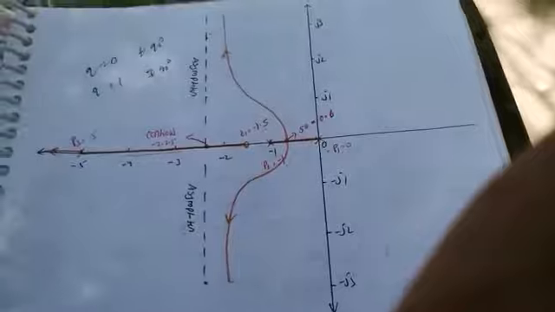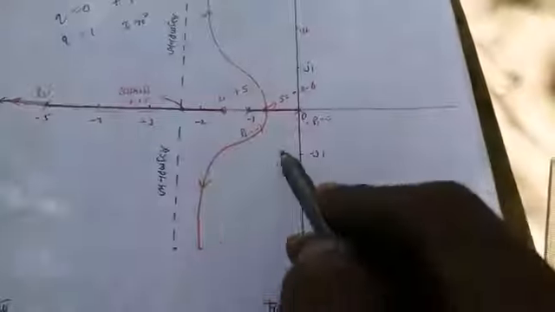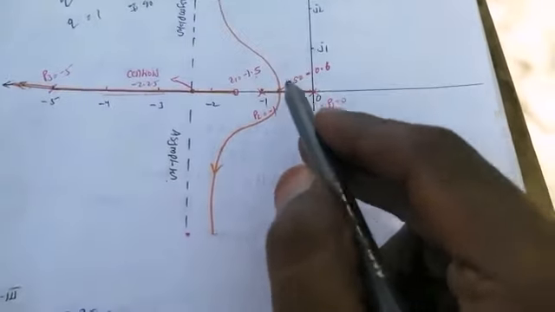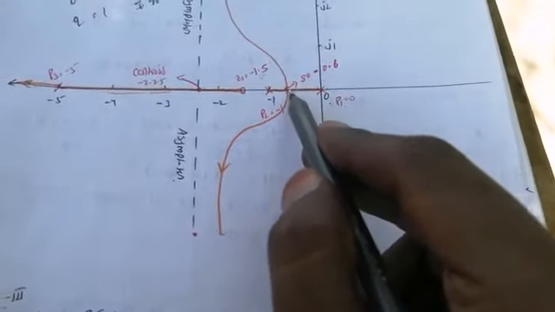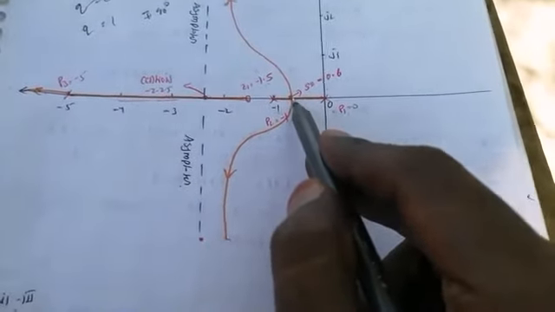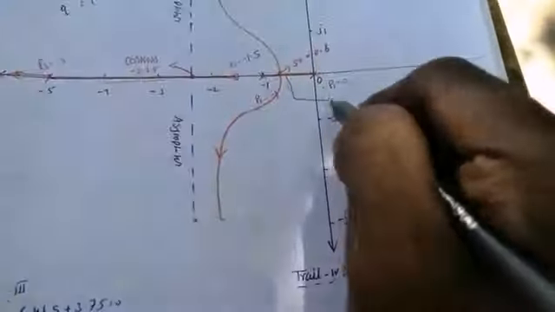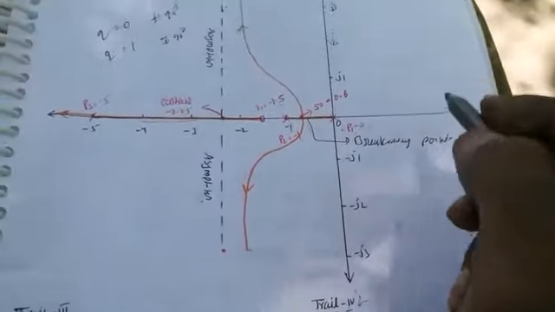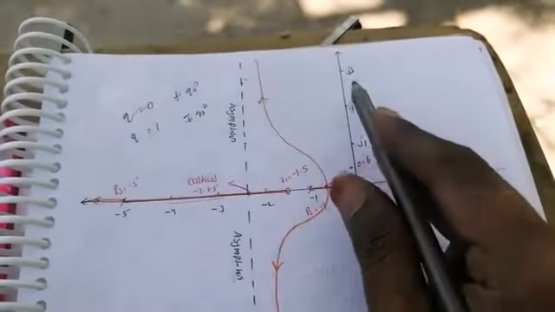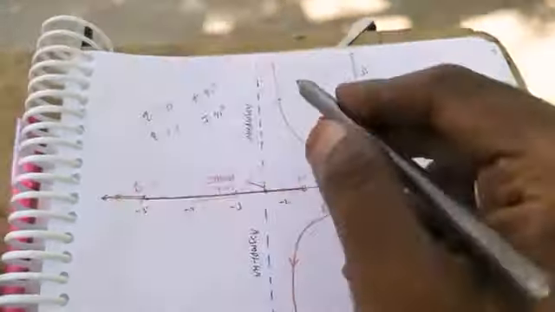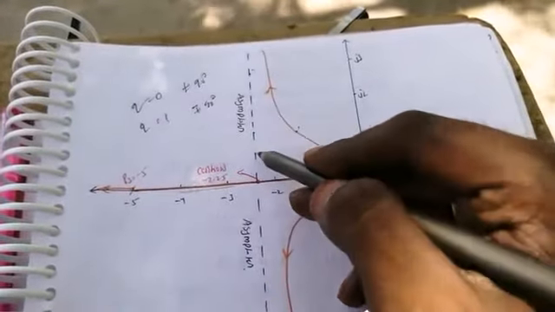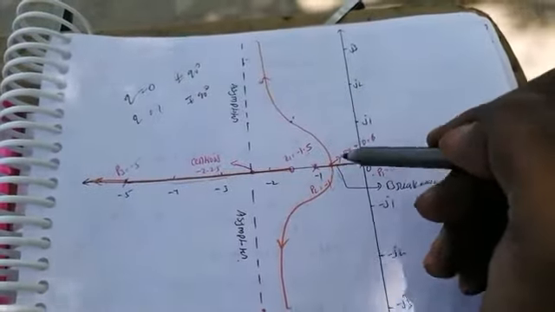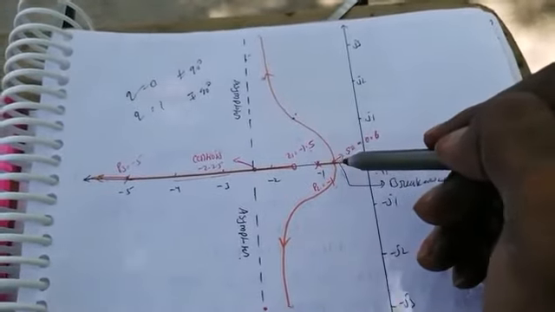Now the breakaway point. We found that when s equals minus 0.6, k is positive, right? We obtained a positive real value, so minus 0.6 should be located here. And this is the breakaway point. Here there are no crossing points on the imaginary axis, so you have to draw a line like this, and this line and the angle of asymptotes should both be parallel. Suppose you have a crossing point on the imaginary axis, then your line should be like this.